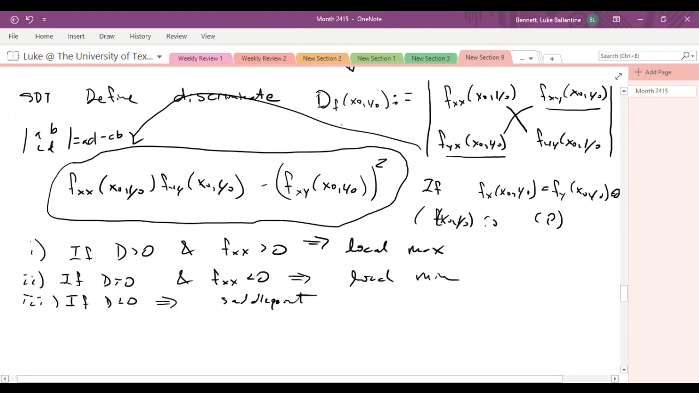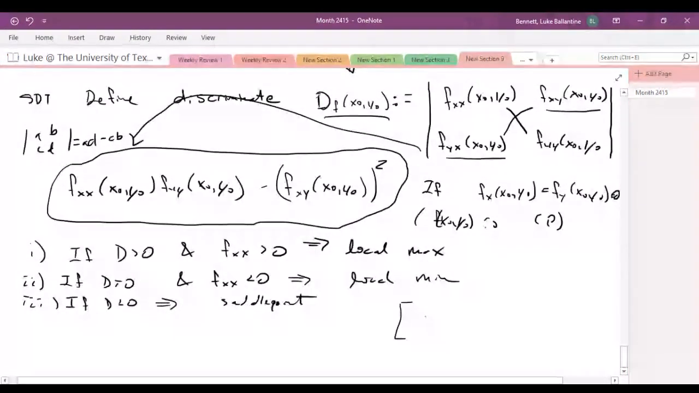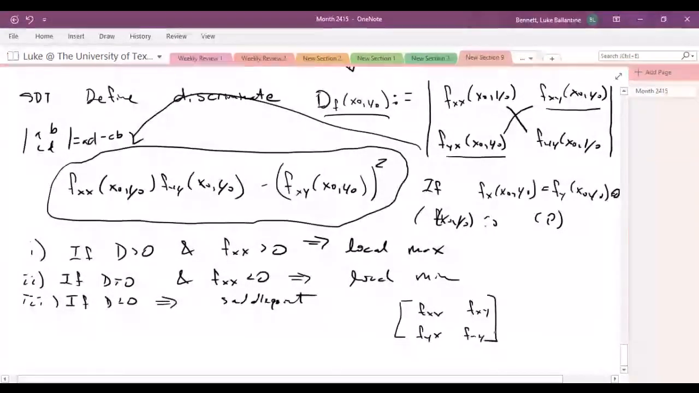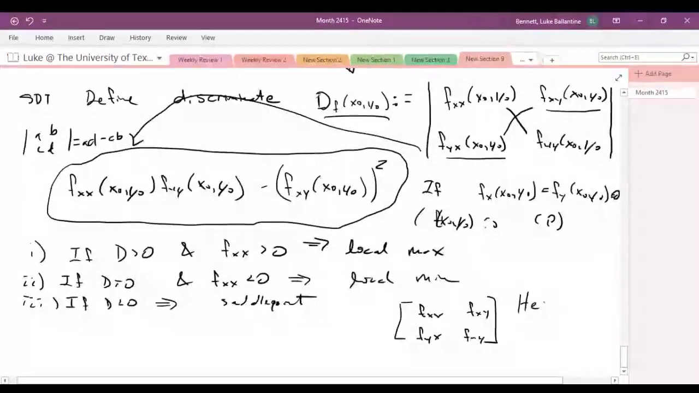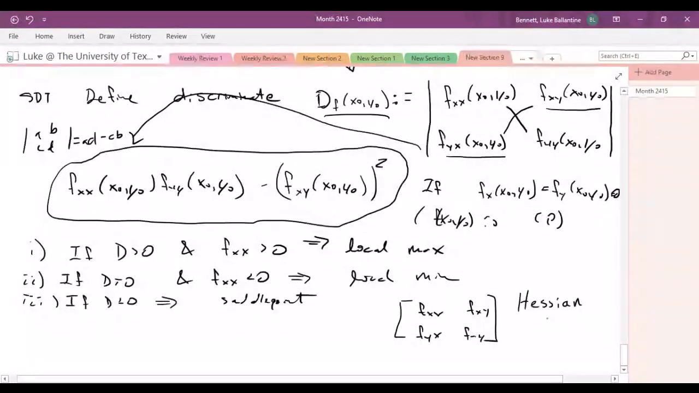So this discriminant, or this determinant of this matrix, right? We take determinants of matrices. This 2x2 matrix given by f_xx, f_xy, f_yx, f_yy is called the, I think it's Hessian. It's either Hessian or Hessian, I don't know. But it's the matrix of second partial derivatives.